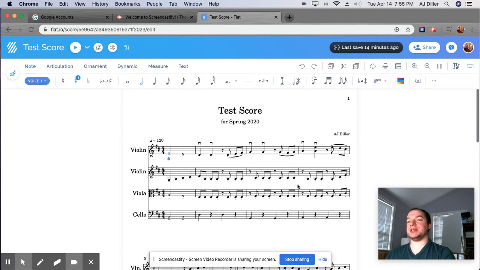So let's listen to this form and see if you can hear the question and the answer and how you get from one chord to the next.